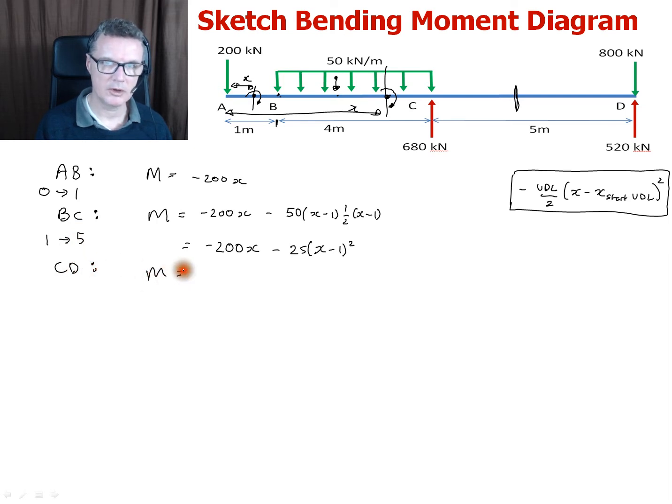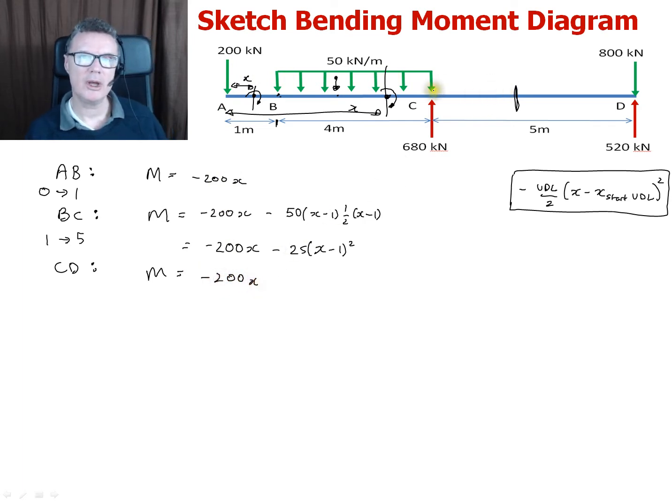I want my M function to be whatever turning moments I can see left of me. Well, the first one doesn't change, so minus 200x. Now the UDL is completely left of us, so the effect of its turning moment will be just what the whole total UDL is pushing downwards. So the whole total UDL has a total of 200 kilonewtons, and once you've moved through the UDL, it will then be effectively acting in the middle.